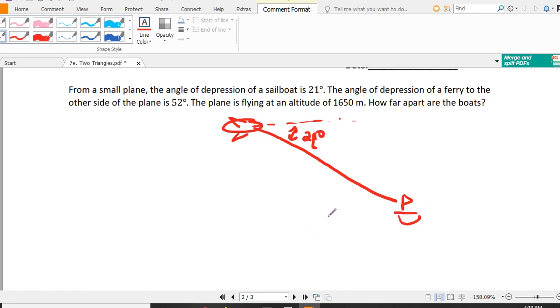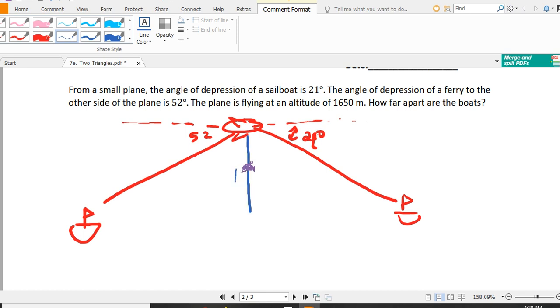The angle of depression of a ferry boat to the other side is 52. So now you're going to look on the other side, and you see another boat. And this angle of depression is going to be 52. The plane is flying at an altitude of 1650. And we got water across the ground down here. Okay, so you can see our two triangles. Now, let's go ahead and plug those numbers in.